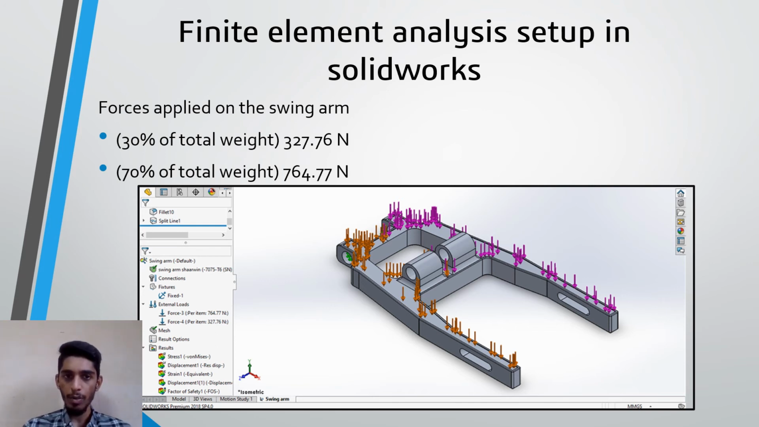The orange color will be the 30% of the total weight that we calculated in the previous slide, the vertical component of the 30% total weight, which is 327.76 Newton. And the purple color on the right hand side of the swing arm will experience the 70% of the vertical component of the total weight, which is 764.77 Newton.